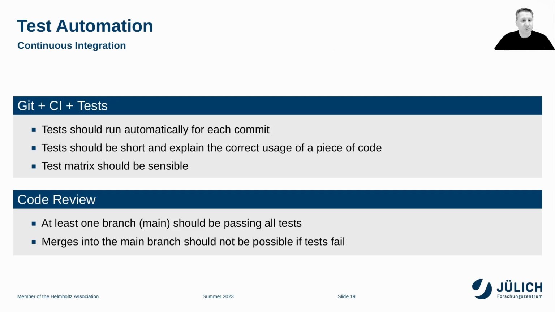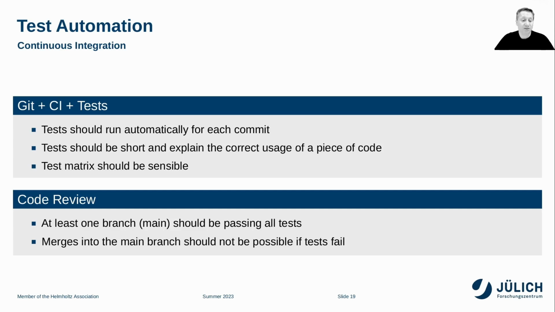Test automation. So how can this look? Basically, if you have these 3 things, so you have Git for version control, you have your CI and your tests, you can set it up in a way that for each commit, the test starts automatically. So you don't have to do anything. Once you commit and once you push to your GitLab or your GitHub, all the tests will automatically run and will give you a result.